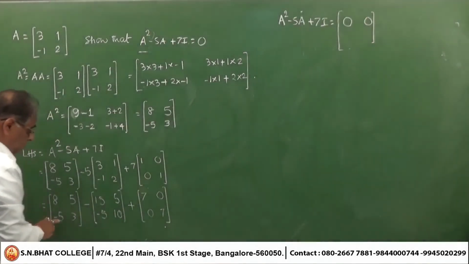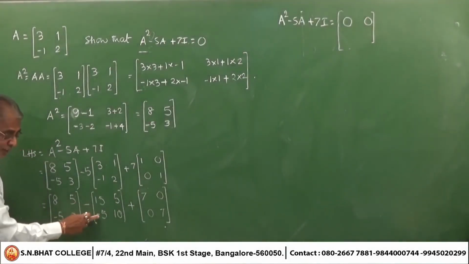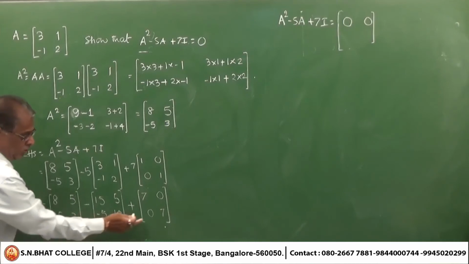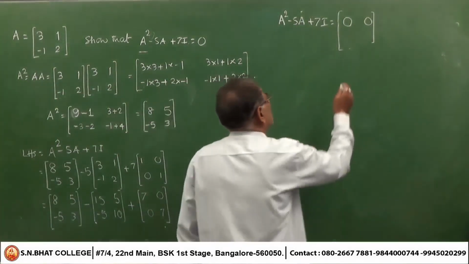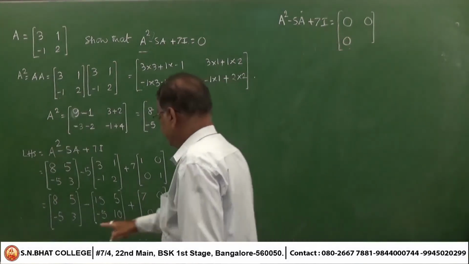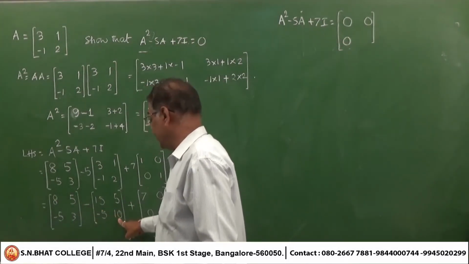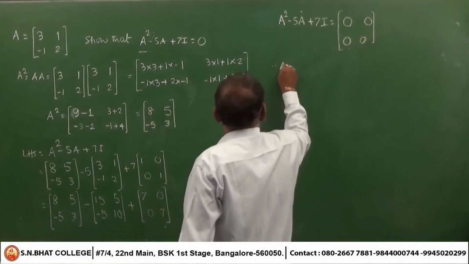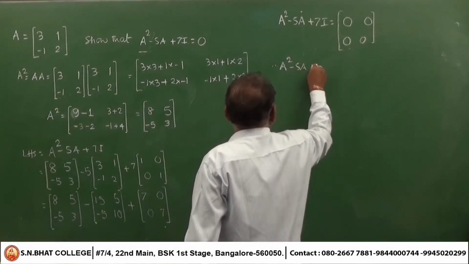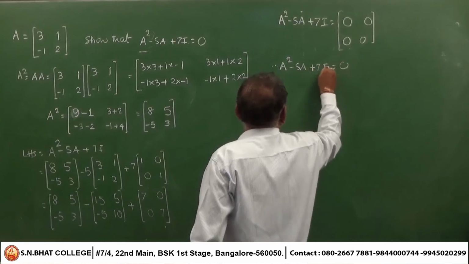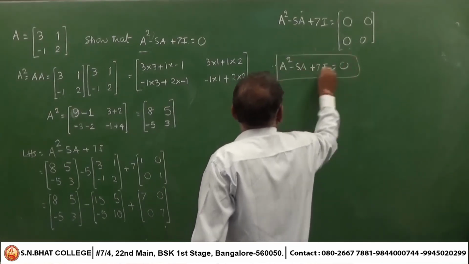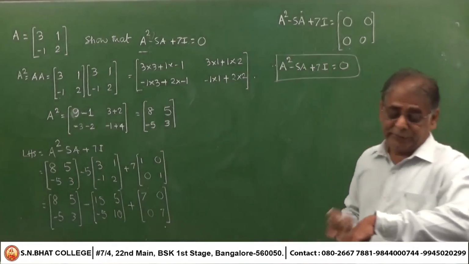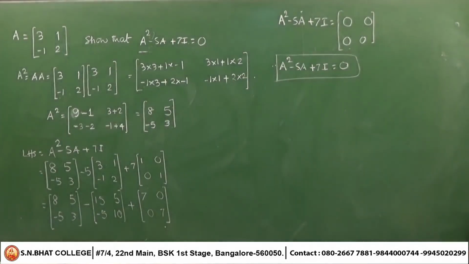Next, minus 5, minus into minus is plus 5. Minus 5 plus 5 is 0. 0 plus 0 is 0. Next, 3 minus 10 is minus 7. Minus 7 plus 7 is 0. Therefore, A square minus 5A plus 7I is equal to 0. 0 matrix is denoted by 0. Therefore, A square minus 5A plus 7I is equal to 0.